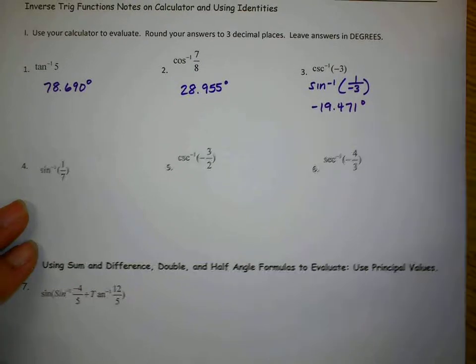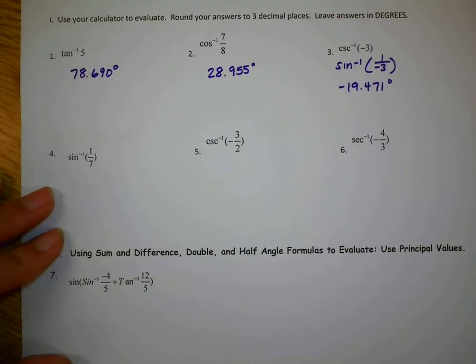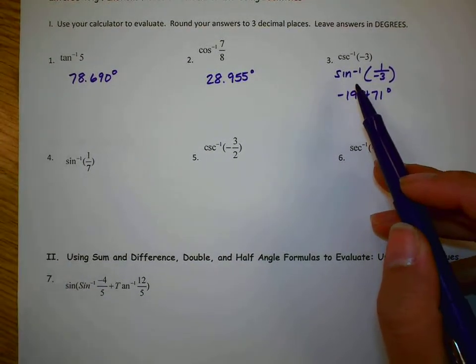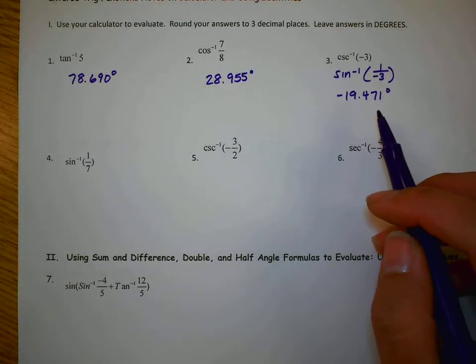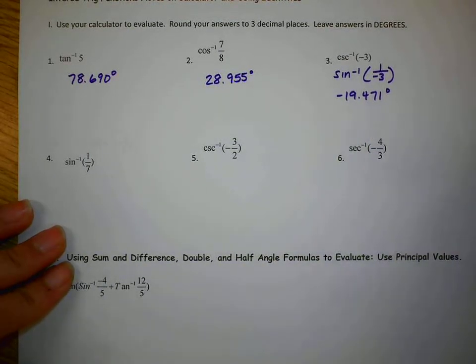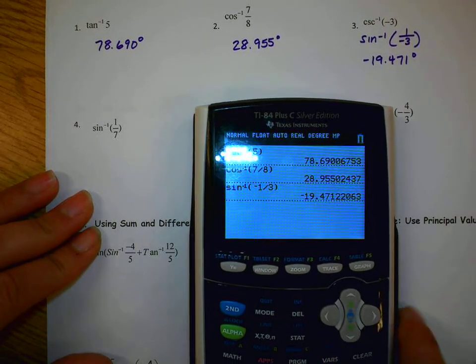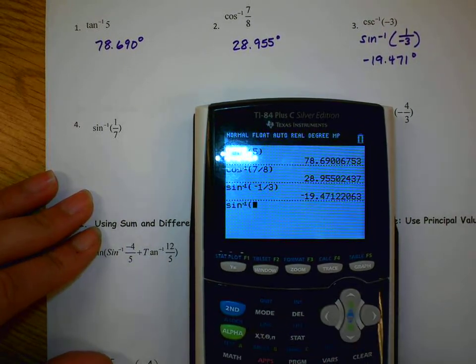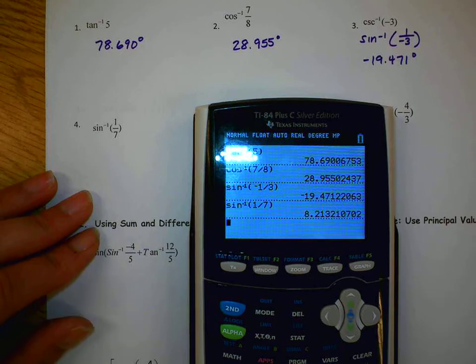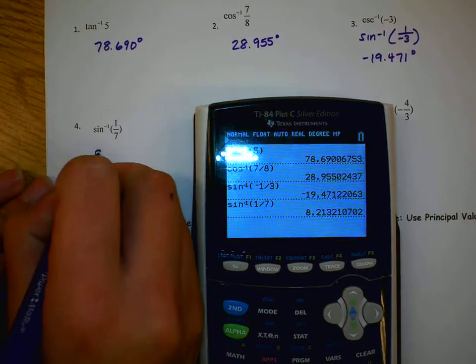And that makes sense because remember, for sine we're looking at quadrant 1 and quadrant 4. This is going to be in quadrant 4. Let's take a look at 4. Inverse sine of 1/7. It's going to be 8.213 degrees.